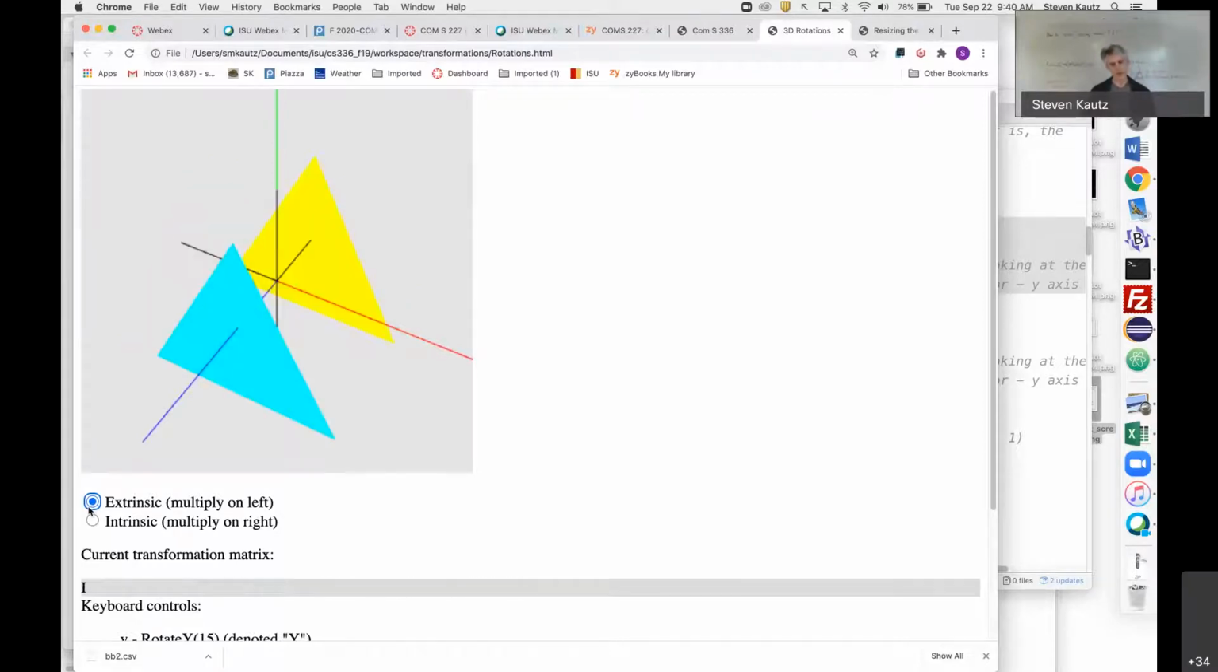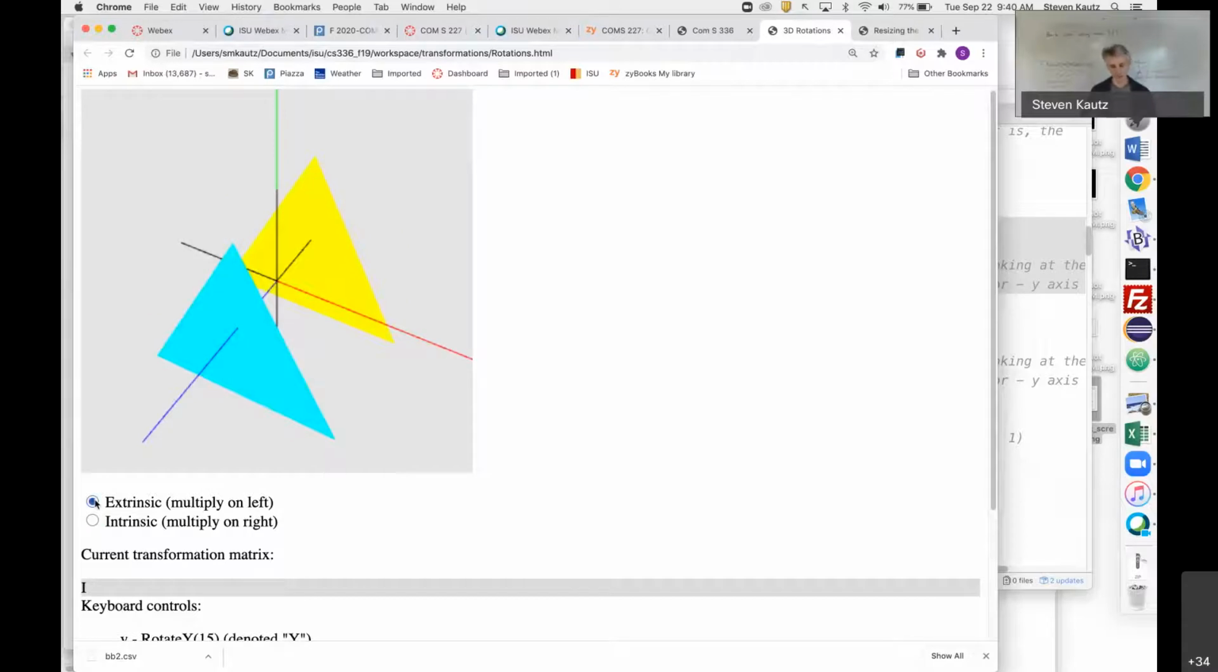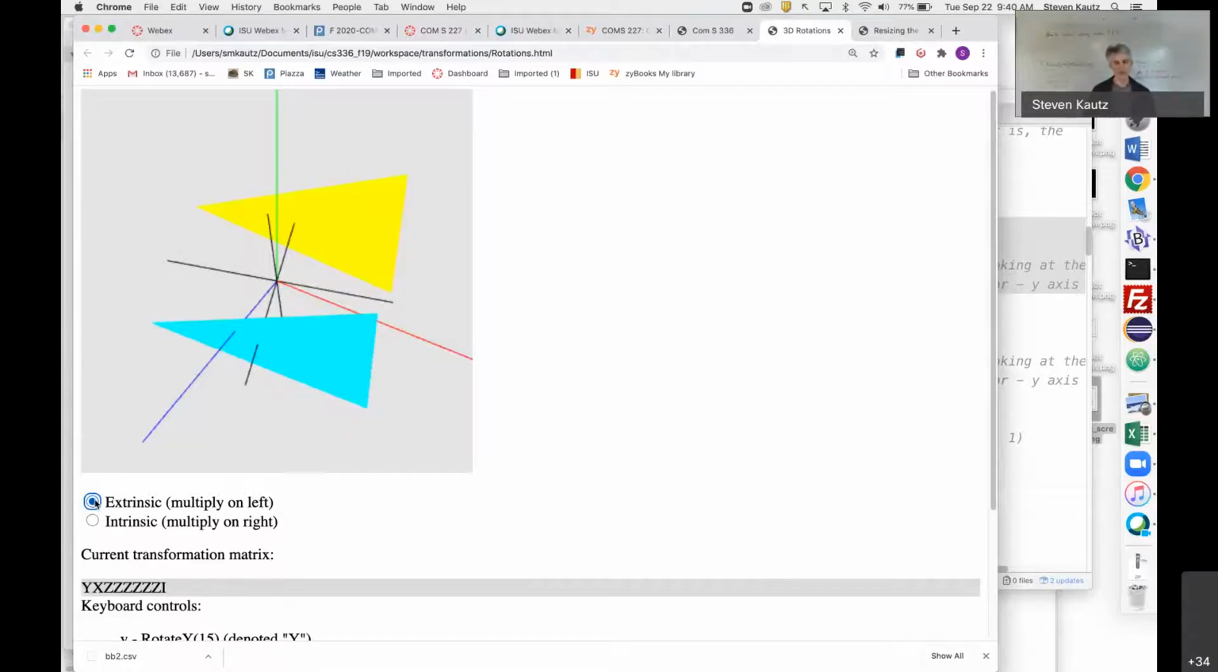So if we were going to do something like, say, a 15-degree head angle, and a 15-degree pitch angle, followed by a 90-degree roll, we could do the same thing in the extrinsic sense just by reversing the order. So I would do my 90-degree Z rotation, followed by my 15-degree X rotation, followed by my 15-degree Y rotation, and we're in exactly the same spot.